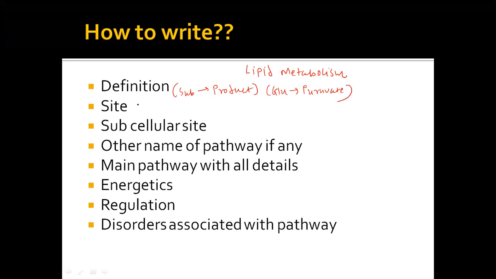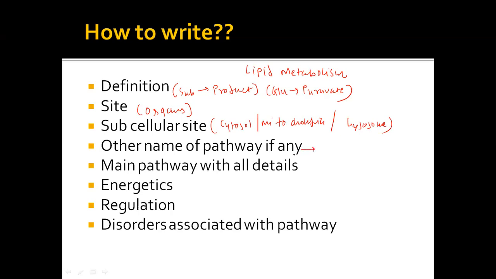Second thing which you have to write is the site. So in site you have to write the major organs or metabolic organs which are the sites where this metabolism takes place. So mostly they will be liver, adipose tissue, kidney, skeletal muscle, etc. Subcellular site, where you have to write about the part of the cell where metabolism is taking place. So whether it is cytosol or it is mitochondria or it can be lysosome, etc., that you have to mention.